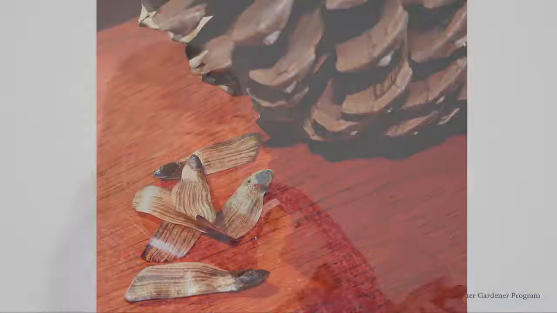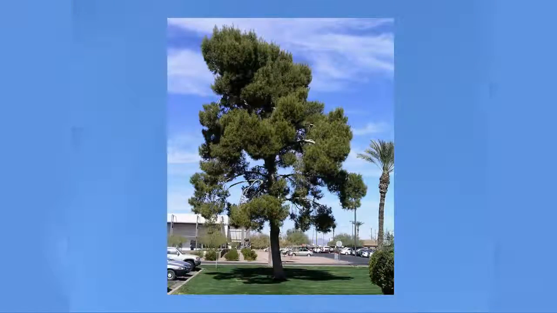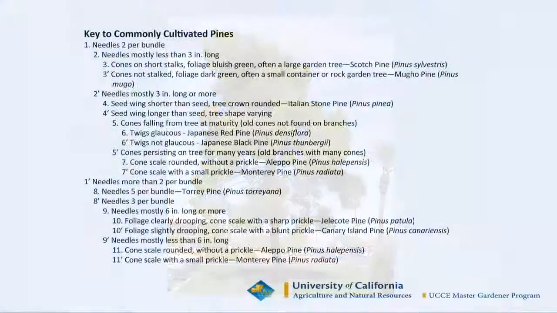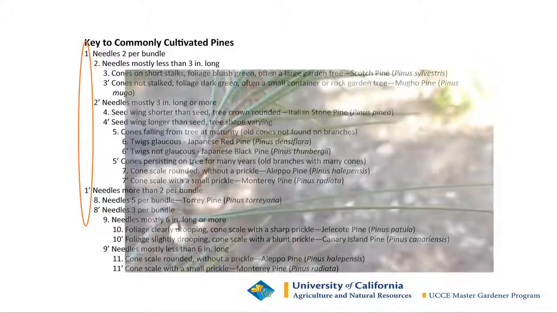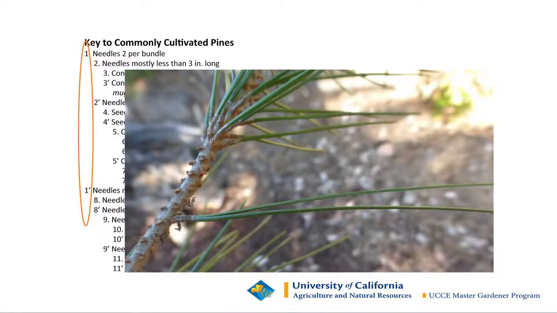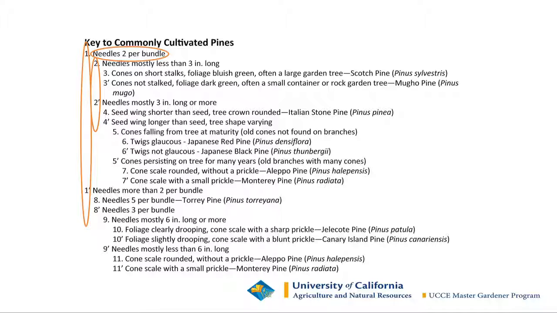Okay, so we are going to identify this pine. So we start at the top with 1 and 1 prime. 1 is, are there 2 needles per bundle? 1 prime is needles more than 2 per bundle. And so we take a close look and we see 2 needles per bundle.